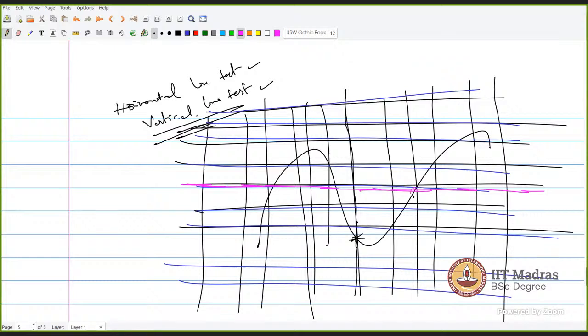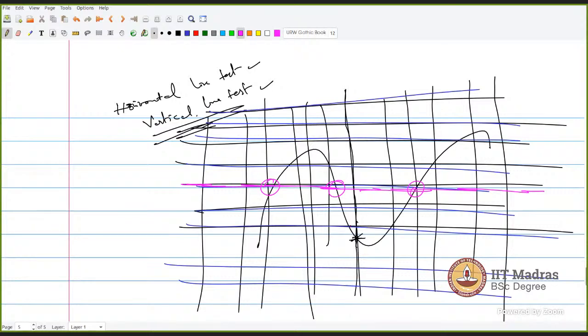it actually intersects the curve at more than 1 point. Correct, sir. Yes. So if it is intersecting at more than 1 point, even if you get one particular horizontal line that intersects the curve at more than 1 point, then you say the horizontal line test has failed. Therefore, it implies that the given function is not a one-to-one function.